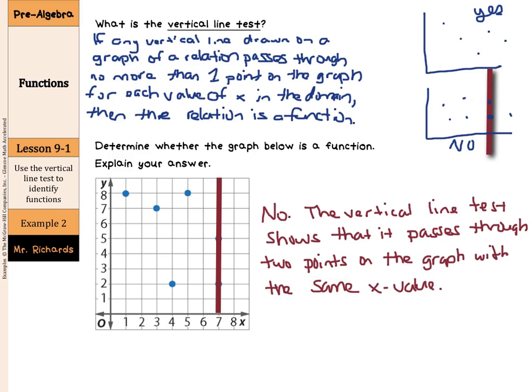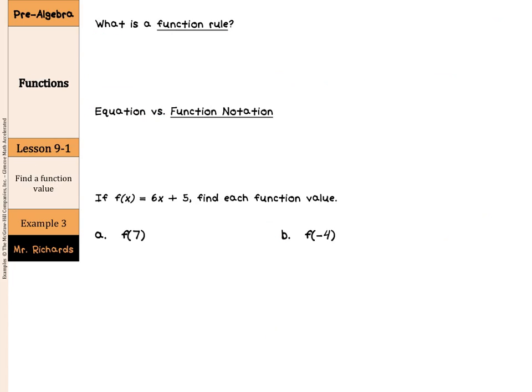What this vertical line test shows is that right here and here, your x was 7, and you had y's at 2 and 5. Well, you have a domain value of 7 that goes to 2 different range values. So the vertical line test is a great graphical way of determining whether or not a relation is a function. Now, the second half of this lesson deals with function rules and finding function values and function notation. So let's first define what a function rule is.